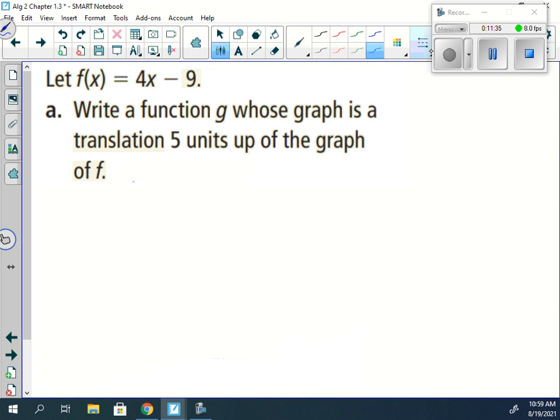Write a function g whose graph is a translation 5 units up of the graph of f. So g of x is equal to our f of x plus k. Because again, we're talking vertical up and down. So it's applying on the outside. We have our f of x plus k.